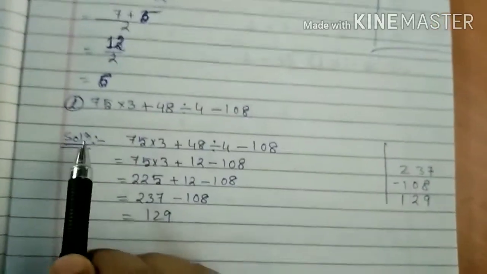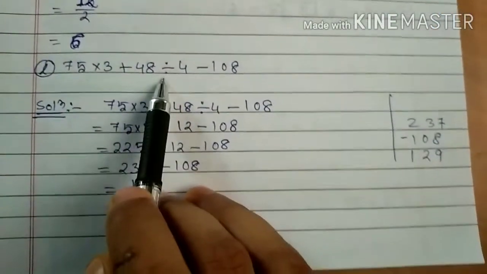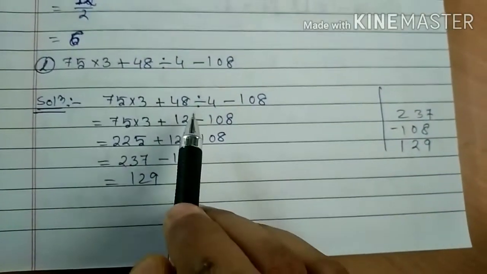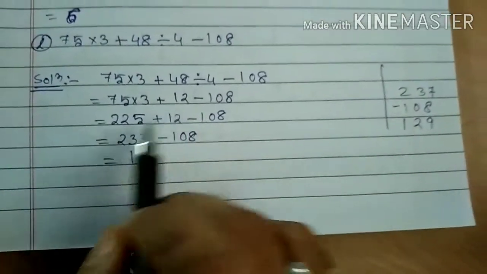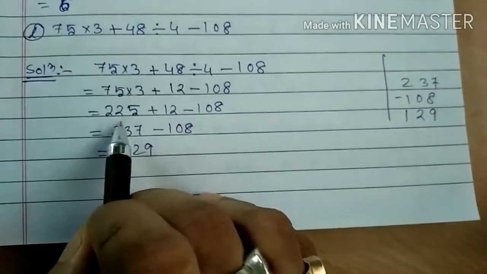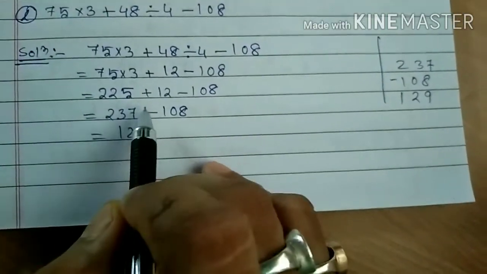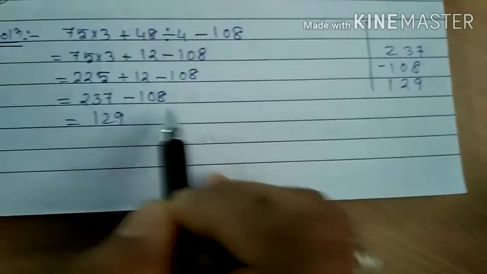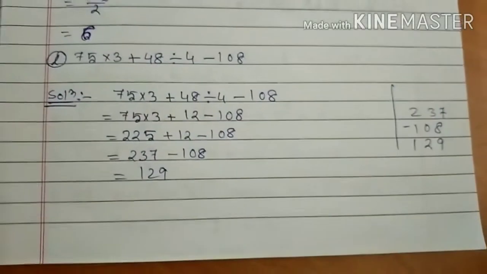Next, L number, you see 75 into 3 plus 48 divide 4 minus 108. 48 divide 4, you will get 12. Next, 75 into 3, you will get 225 plus 12 minus 108. 225 plus 12, you will get 237 minus 108. If you subtract, you will get 129. This is the result.